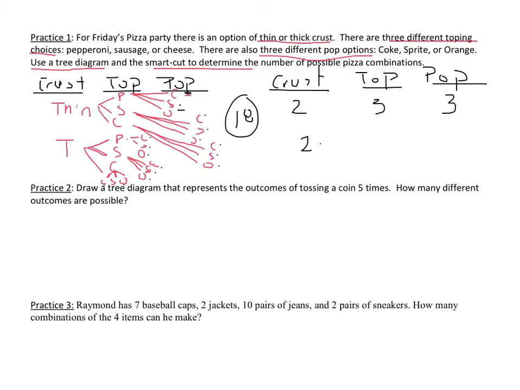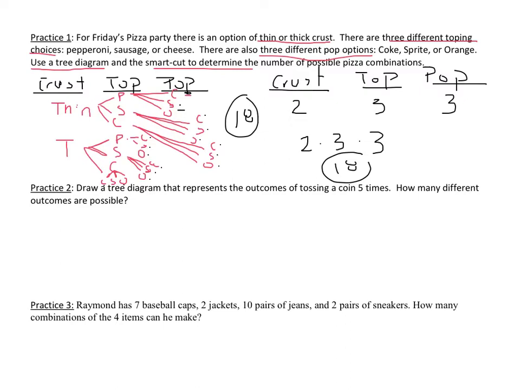So 2 times 3 times 3 gives us 18. Whether we use the tree diagram or we use the smartcut, we got 18 possible combinations. The smartcut is an easier way, a faster way, for us to figure out the number of possibilities.